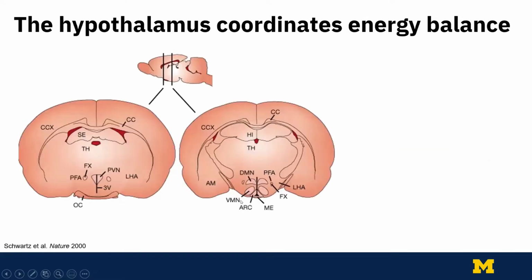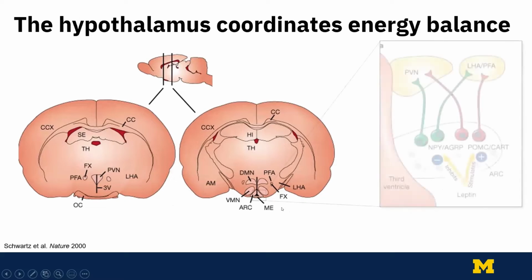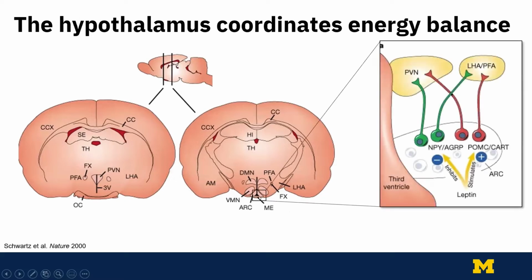Now, if we were to zoom in on the hypothalamus, we can see that this is actually a very complicated structure with dozens of subnuclei. The most famous of which is the Arcuate Nucleus down here at the base of the hypothalamus. And the Arcuate Nucleus contains many distinct cell types. Two of the most well-studied are the AGRP cells and the POMC cells.